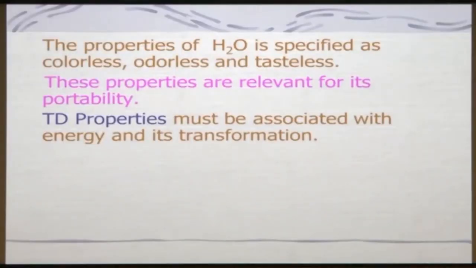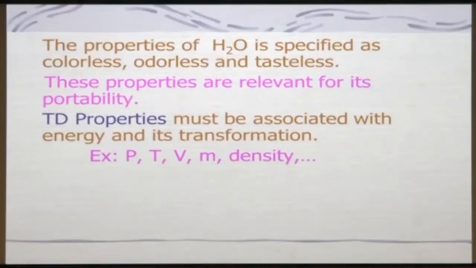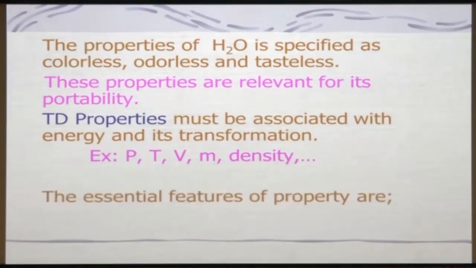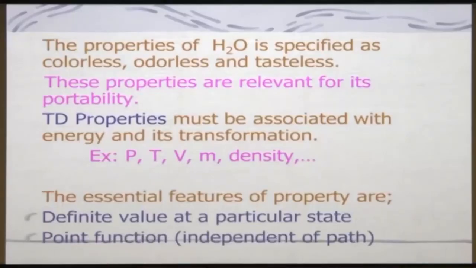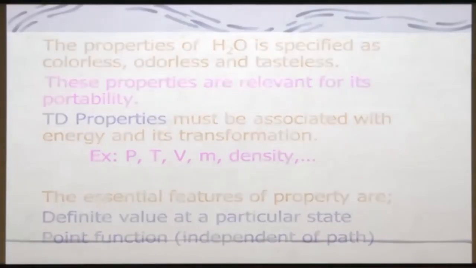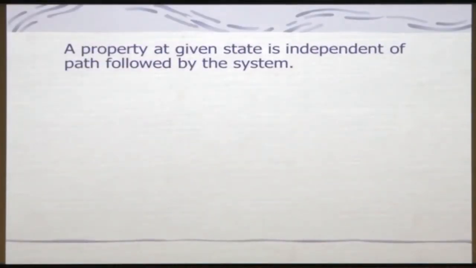For us, thermodynamics must be associated with energy and its transformation, or energy and its interaction with the surrounding. So, what are those properties? Those properties are pressure, temperature, volume, mass, density, and several other things. The essential feature of properties is a definite value at a particular state, and also a property must be a point function, that means it must be independent of the path taken by the system during its interaction with its surrounding. So, a property at a given state is independent of the path followed by the system.